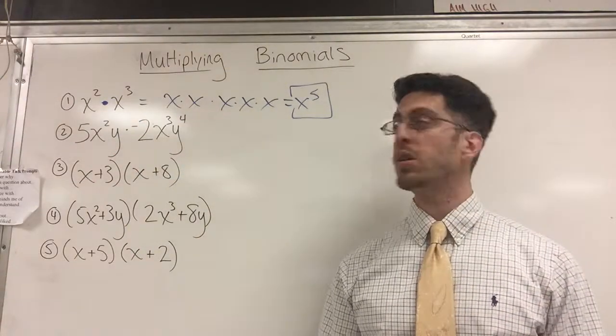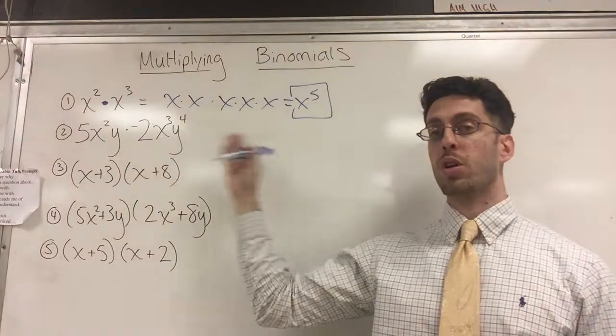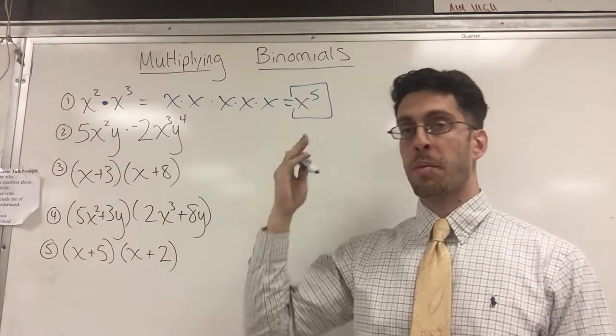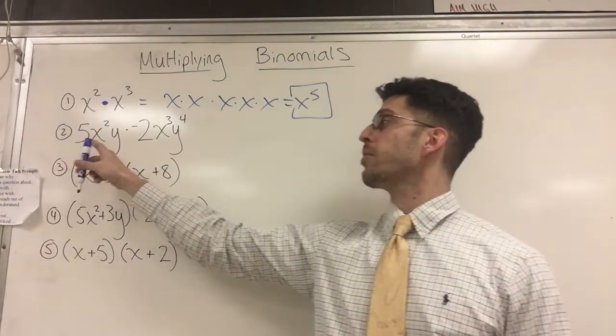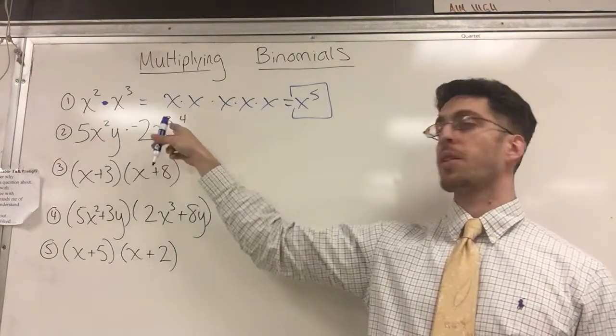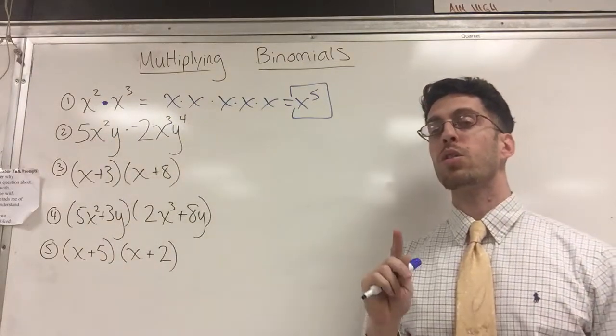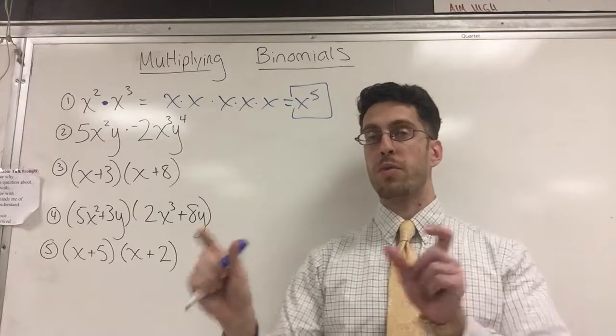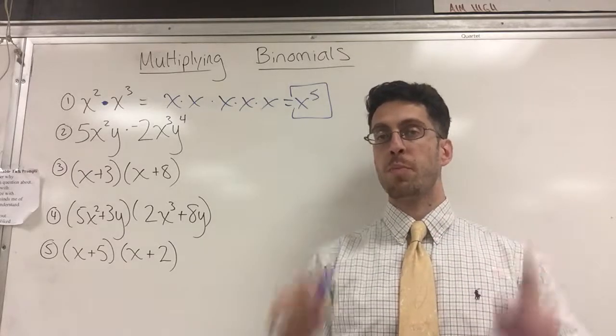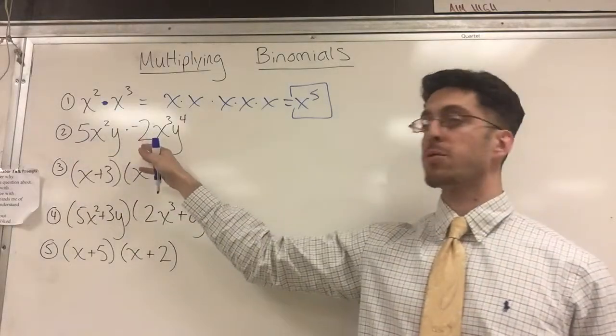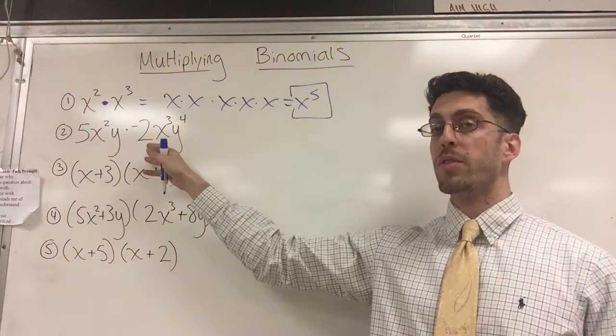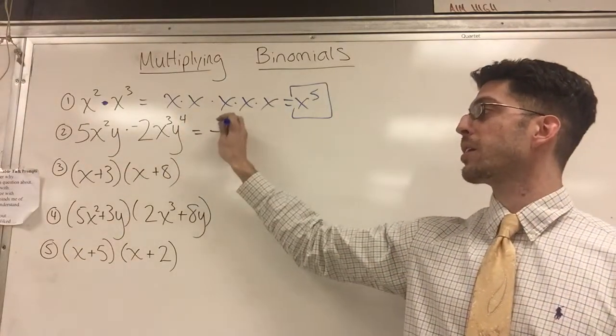Now we're going to use that rule to do number 2 without having to work it all out. I'm not going to have to expand because I already remember the rule. 5x squared y times negative 2x to the third y to the fourth. So I'm going to look for a lot of different things. I'm going to look for coefficients, common bases, and exponents. First thing is 5 times negative 2. Those aren't exponents, those are coefficients. So I multiply, and I get negative 10.